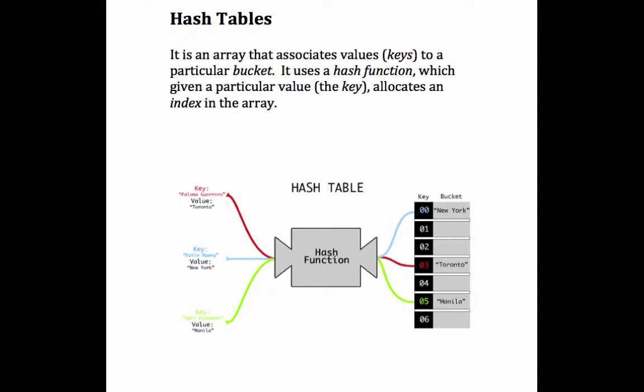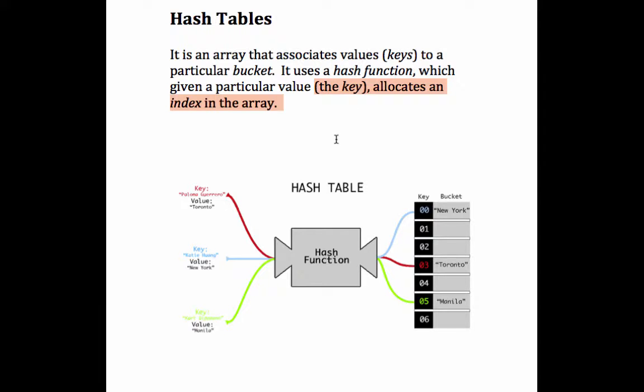A hash table is simply an array. So the table is simply an array where we associate a unique value that is given to us, which is known as the key, with a particular location in the array, which is called a bucket. So it's an association between a unique value, again known as the key, and an index on the array.